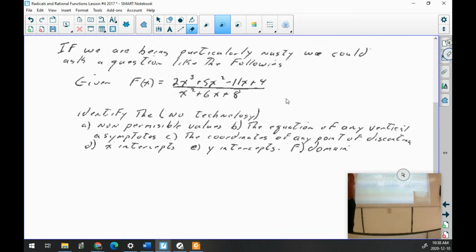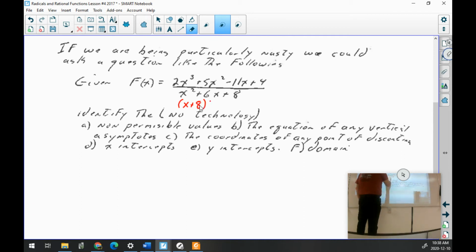I need the space for factoring. Now, if I was to do this, we would have this, like I say, particularly nasty one, i.e. I have a cubic function over a quartic function, or a cubic function over a quadratic function. Well, this guy's easy. We can factor this guy out to x plus 4, x plus 2.